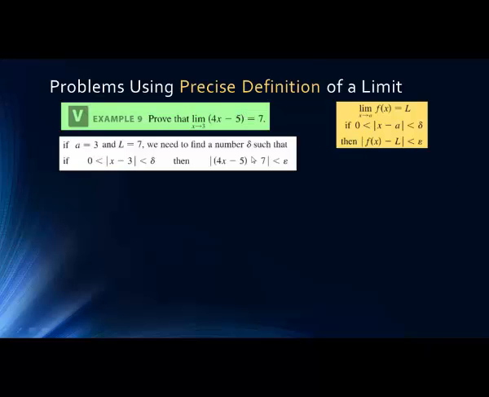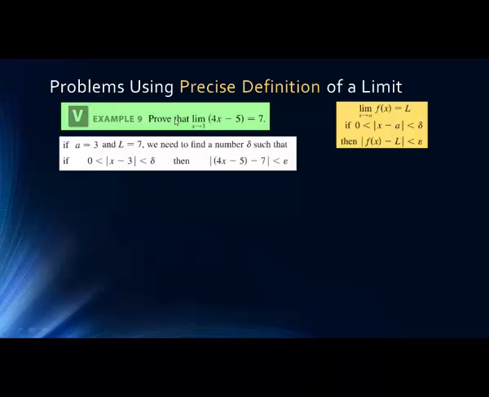Now remember from our definition that our a value is wherever the limit is going to, so a equals 3. The value of L is what the limit equals, right? The limit of f of x equals 7, so L equals 7.